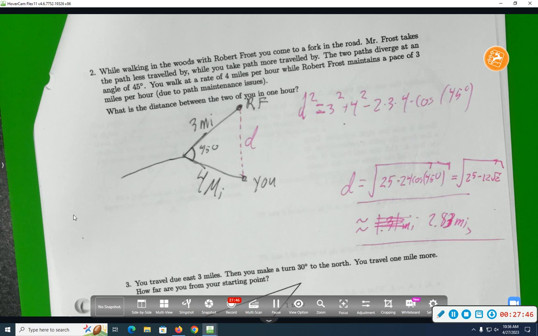Let's do one other thing like this. So you travel 30 miles due east. You then turn 30 degrees to the north and travel 1 mile forward. How far are you from your starting location?